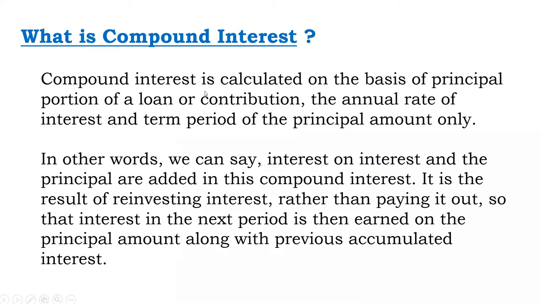Compound interest is calculated on the basis of the principal portion of a loan or contribution, the annual rate of interest and the term period of the principal amount only. In other words, we can say interest on interest, and the principal are added in compound interest. It is the result of reinvesting interest rather than paying it out, so that interest in the next period is then earned on the principal amount along with the previous accumulated interest.